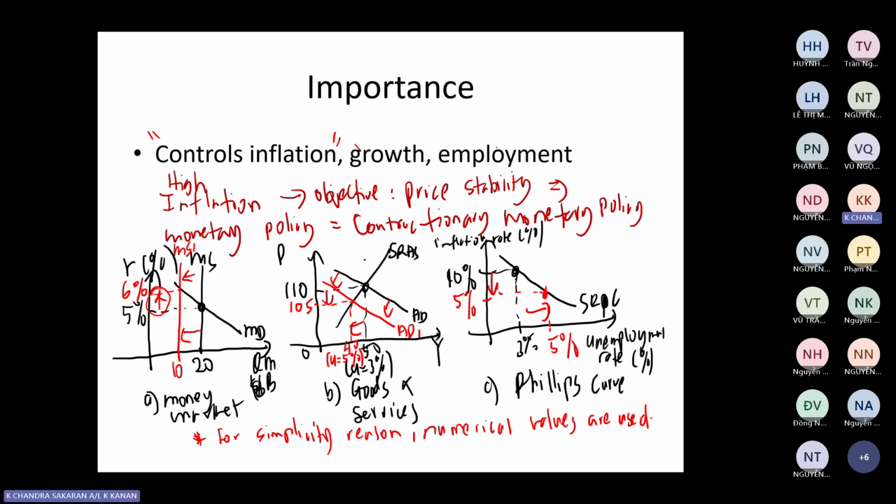If you do not want to use numerical values, then you just put here R1, R0, M0, M1, P0, P1, Y0, Y1, unemployment U0, U1, like that. Got it? That one is up to you. Okay, understand.